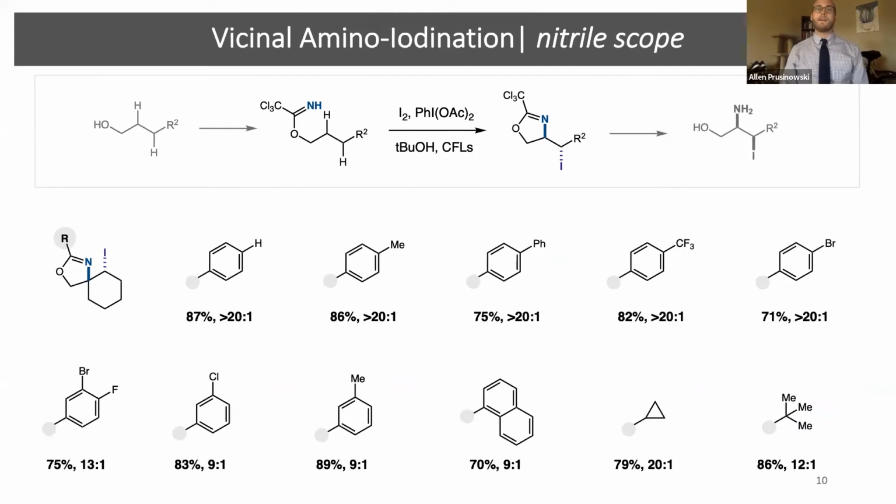Noting the value of the spirocyclic oxazolines, we really set out to demonstrate that a wide range of nitriles could also be used in our reaction, including a variety of para-substituted benzonitriles from electron donating to electron withdrawing. Meta substitutions, fused aryls, and alkyl nitriles also work really well in this reaction.